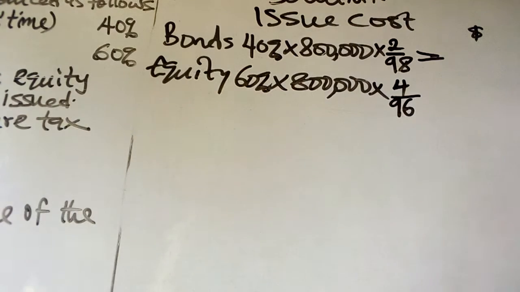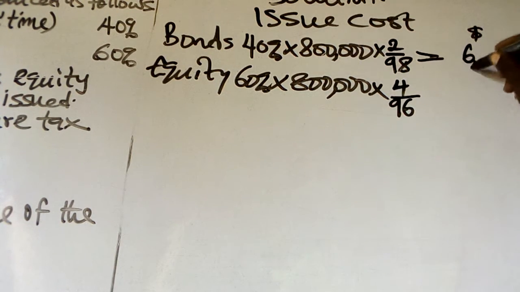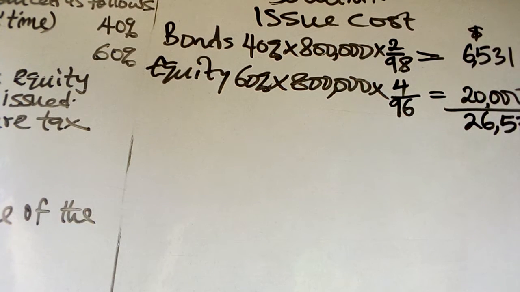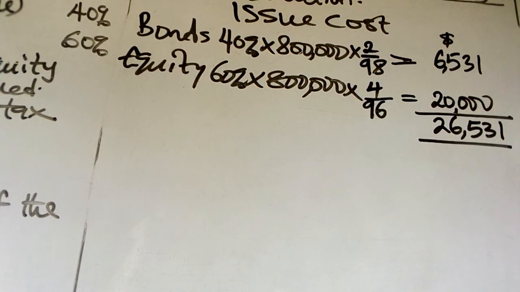So now, 40% of 800,000 gives us 320,000. Then the issue cost is times 2 divided by 98, which gives approximately 6,531. That of equity is 60% of 800,000, times 4 divided by 96, which gives 20,000. When you sum it up, 20,000 plus 6,531 is 26,531. That is our issue cost.